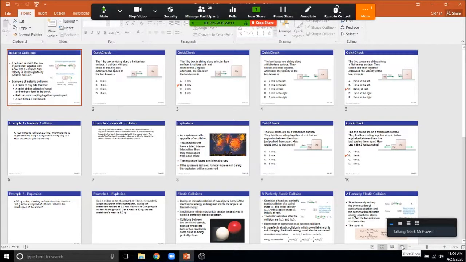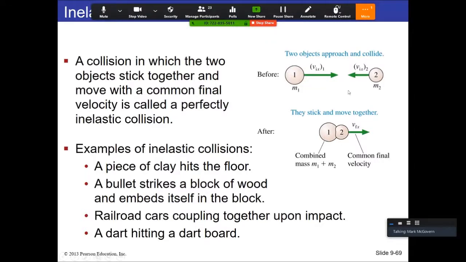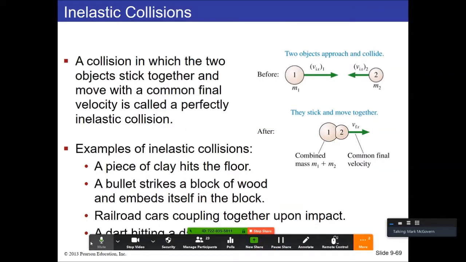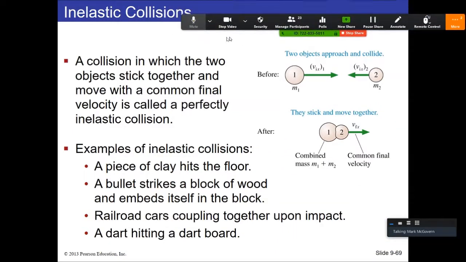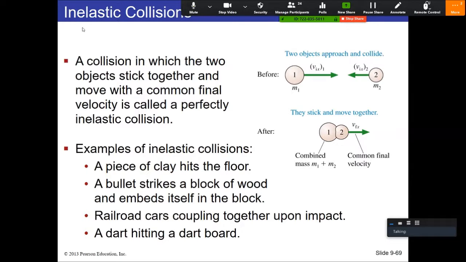Okay, so we are continuing on with our discussion of momentum. We're going to look at more detailed collisions, interactions that involve momentum. We're going to look at what we call inelastic and elastic collisions, and we're going to end the lecture talking a bit about two-dimensional momentum problems.